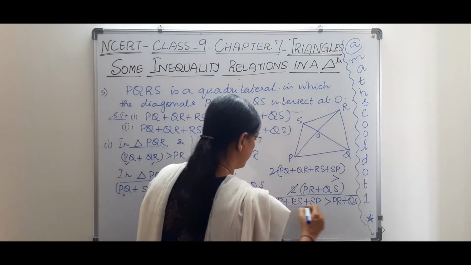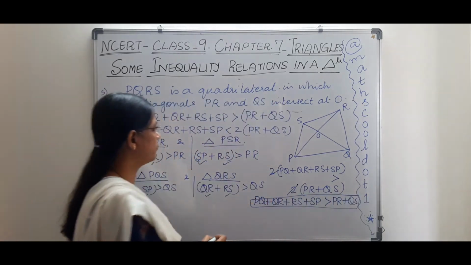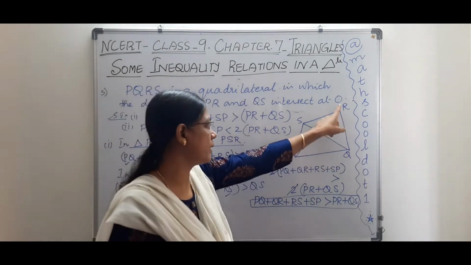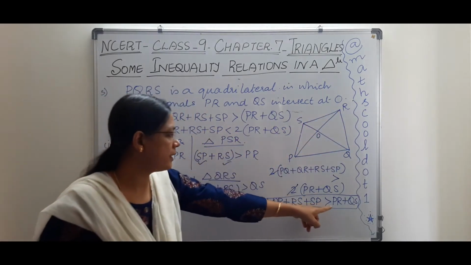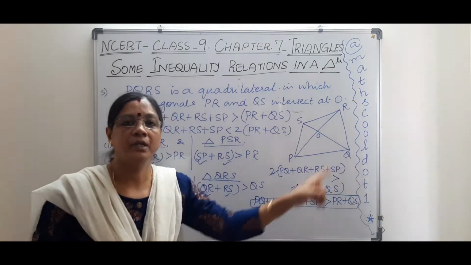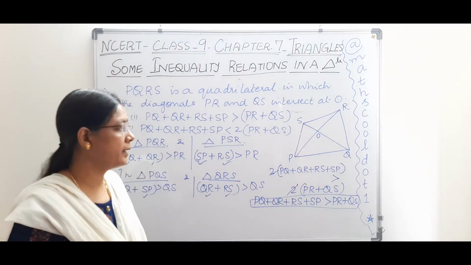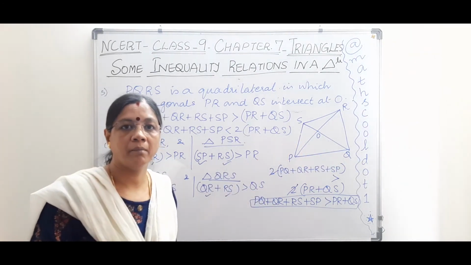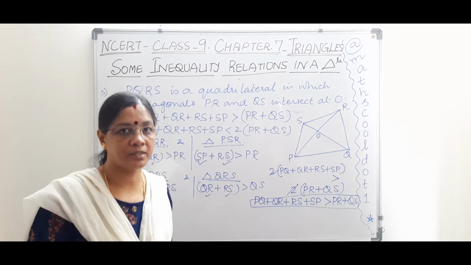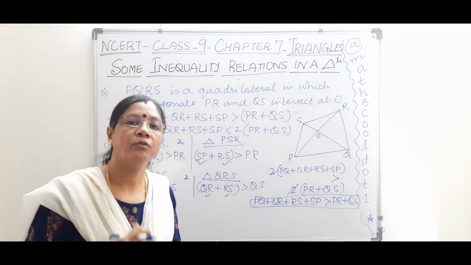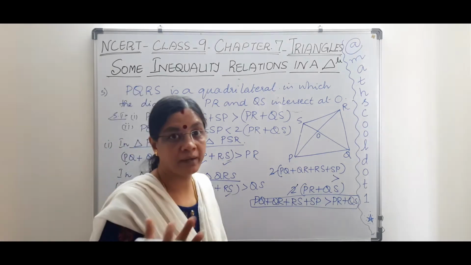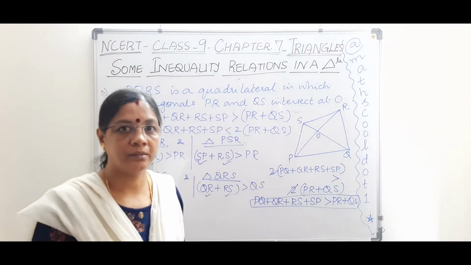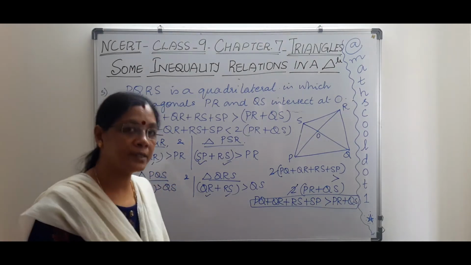So what does it mean? We have proved the first condition, that is, the sum of all sides PQ plus QR plus RS plus SP is greater than PR plus QS, the sum of the diagonals. Now do you understand how we have approached the problem? Keeping in mind the property we have studied with the triangle, that the sum of any two sides of a triangle will be greater than the third side. So we have used that inequality relation to solve the first condition.